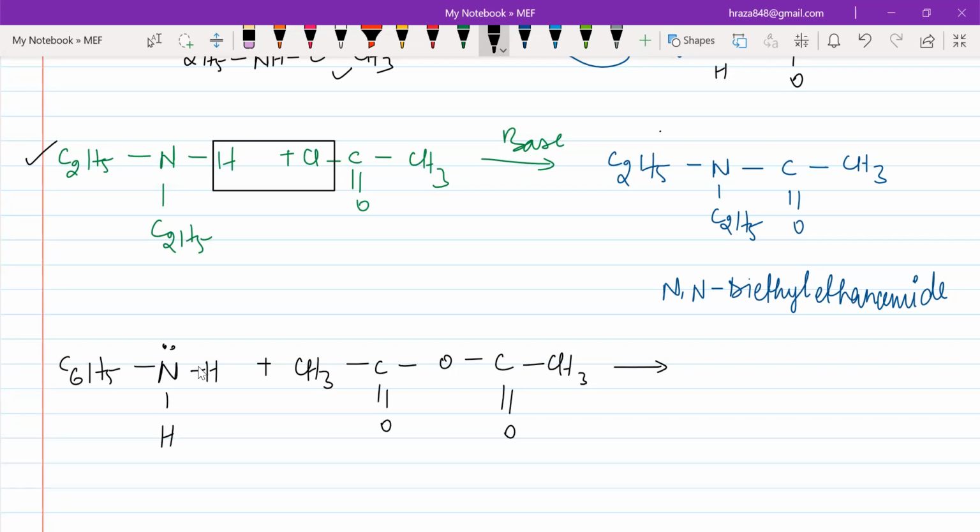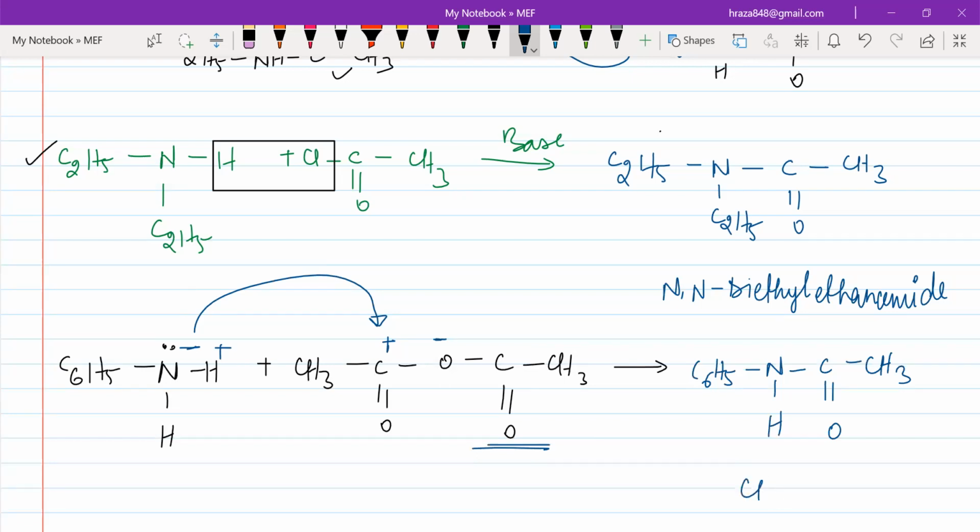Now what you need to do, just do this negative, positive, positive, negative. So this negative will be directly connected to this. So what you will get? You will get C6H5NH and then C double bond O CH3. And this part will be converted into carboxylic acid. You can see CH3C double bond O, and with O this hydrogen will come. This H plus will go to this negative and carboxylic acid will form.